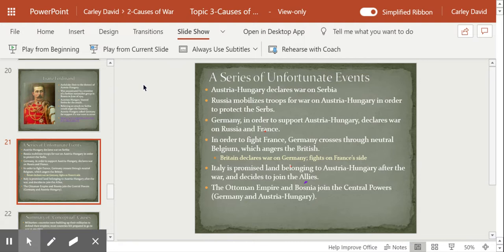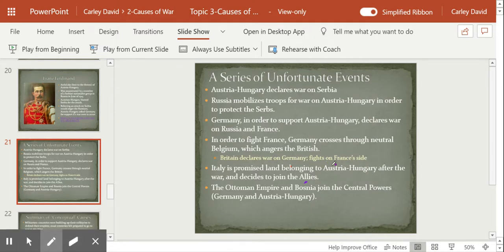Russia mobilizes its troops to go to war against Austria-Hungary, and then Germany, in order to support Austria-Hungary, declares war on Russia. Now, if you don't know the connection here, this also leads to a war with France because France and Russia, just like in the simulation game that we played, have a long-standing defense alliance, so they honor that.